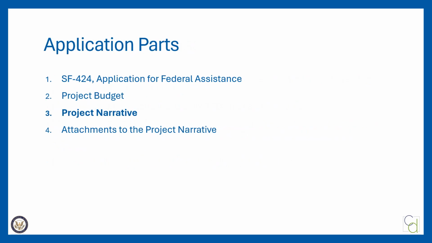So there are 4 parts of the WORC application, all of which should align to form a complete package. These include the SF 424 application for federal assistance, the project budget, the project narrative, and attachments to the project narrative. There's another video that gives an overview of each one of these, as well as more specific videos that give even more detail on certain components and subsections. This video focuses on the second component of the project narrative, the project results.